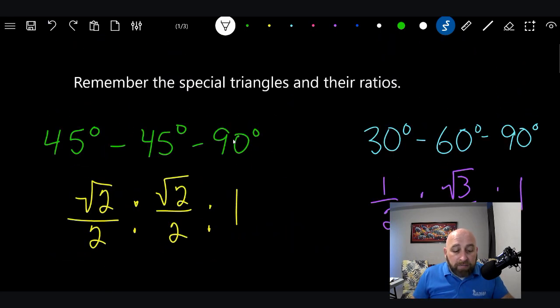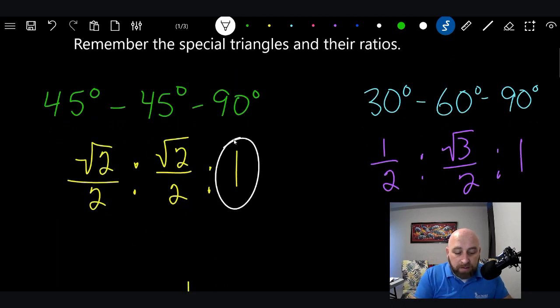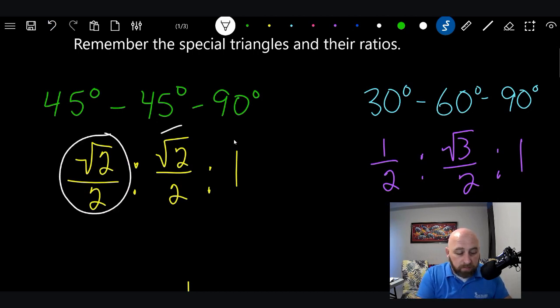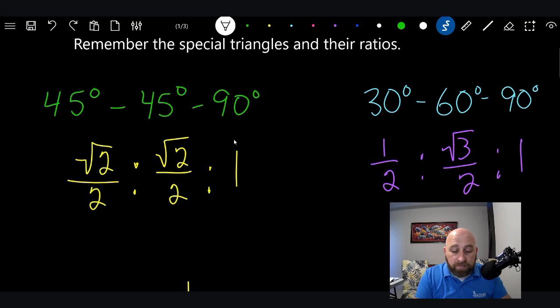Well, if we go back here and look at the ratio when the hypotenuse, when the r equals 1, the ratio is square root of 2 over 2, square root of 2 over 2 to 1. And that is for the 45, 45, 90. Now, in the 30, 60, 90, when the hypotenuse is 1, it's 1 to 2, square root of 3 to 2, and then 1. Those are important to understand.